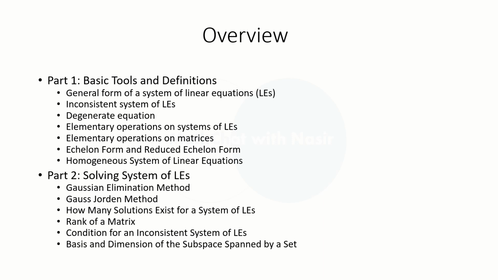Echelon form is of paramount importance in solving a system of linear equations. We can determine whether a system of linear equations is consistent or inconsistent, or has a unique solution or an infinite number of solutions, by looking at the echelon form of the coefficient matrix. At the end of part 1, I'll show you what a homogeneous system of linear equations is.